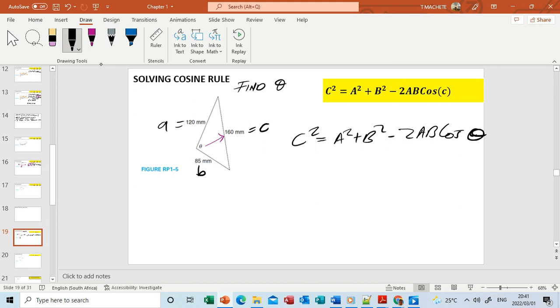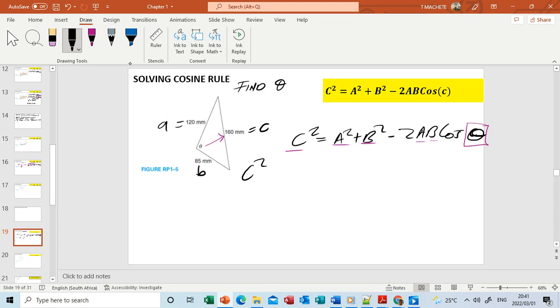In this case, you're going to write theta there, because they want that angle. Now you're given this side and this side, so clearly they are looking for that angle. So let's make theta the subject of the formula. This is how you do it.